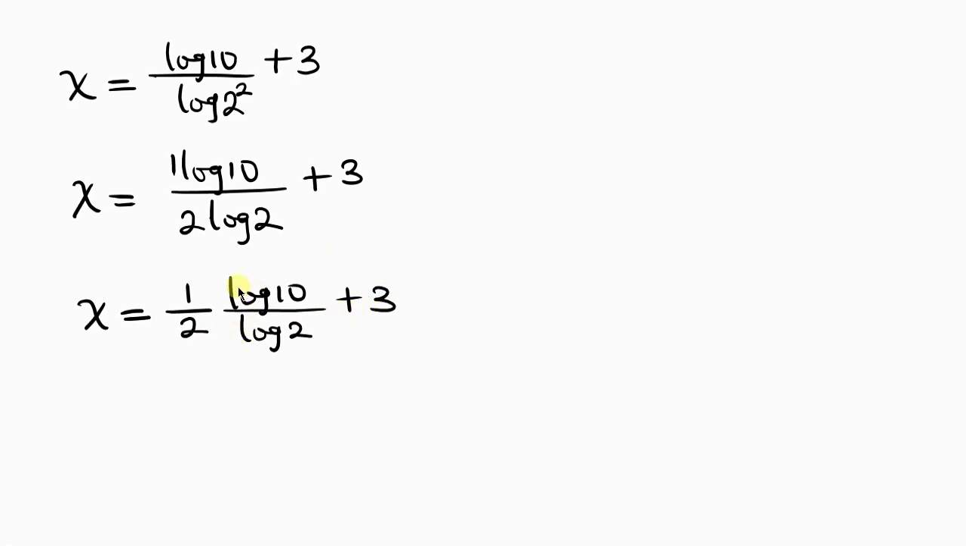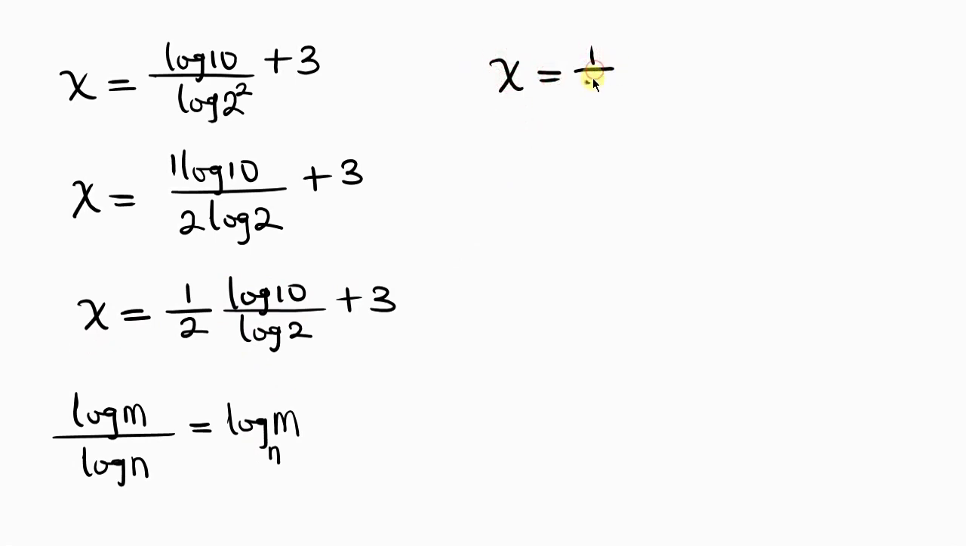Now, lastly, we're going to be applying the law of logarithm here, which is the law of change of base. That when I have, for example, log m divided by log n, as it is here, this is same as writing log m base n. That means this expression can be written as x equal to 1 over 2 log 10 base 2 and then plus 3. And this is our final answer.